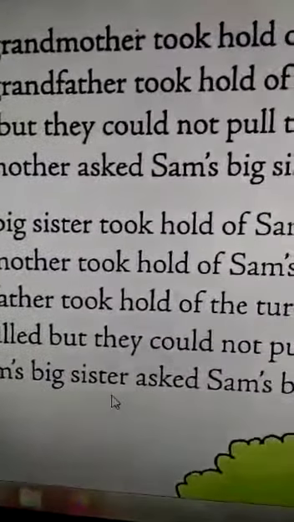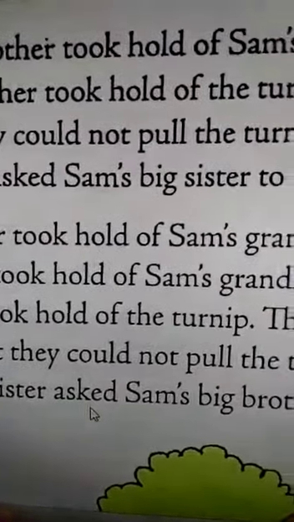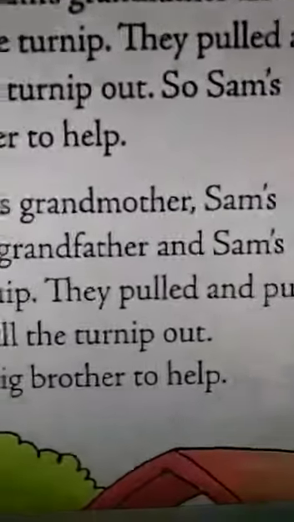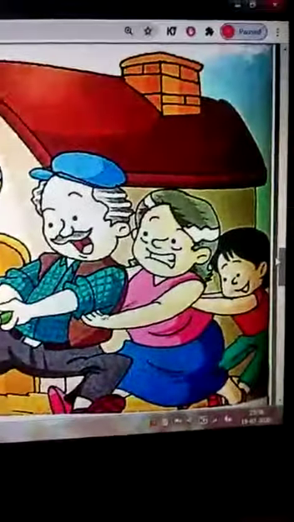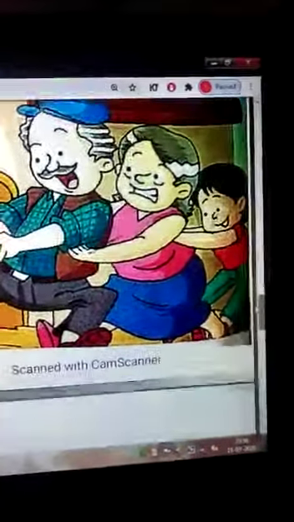So Sam's big sister asked Sam's big brother to help. She called her big brother to help. You can see in this picture, they are struggling to pull the turnip.